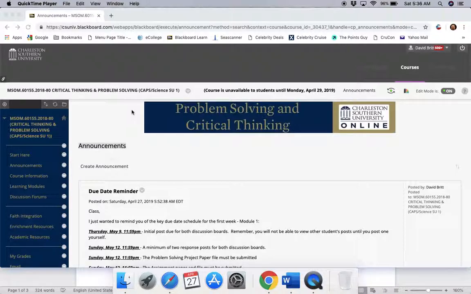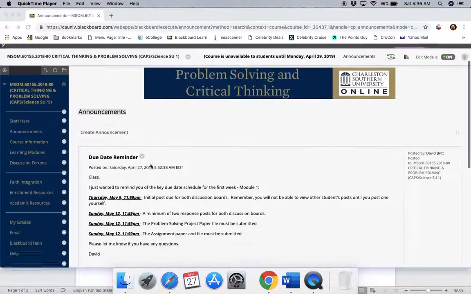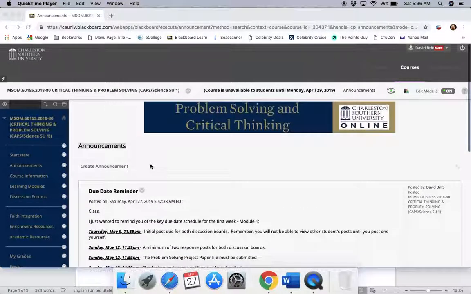I say this in all my classes. Make sure that you always check the announcements every time you log in. I'm just in the process right now of building the announcements for this course. And so make sure every time you log in you check that. Also make sure you check your CSU email regularly as well.